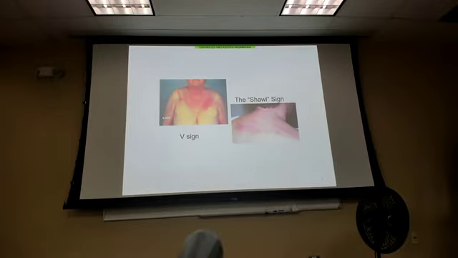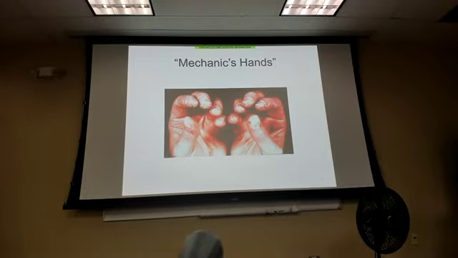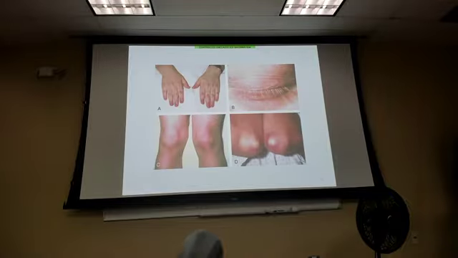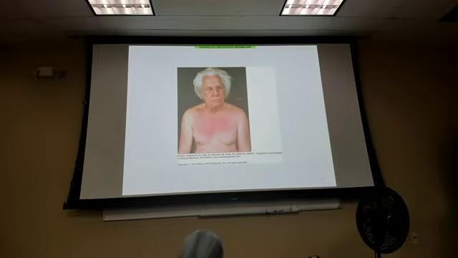There's that V sign and that shawl sign. These are less specific than those other 3 pathognomonic ones. Mechanic's hands, more of those areas, extensor areas. This young man has that V sign as well.